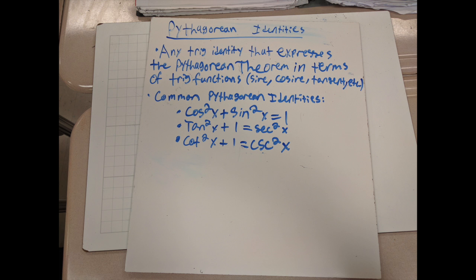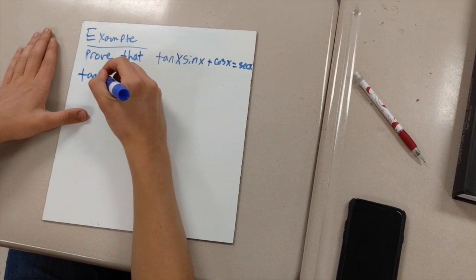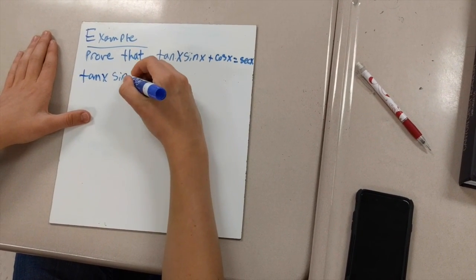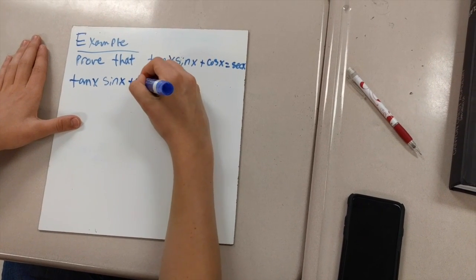A Pythagorean identity is any trig identity that expresses the Pythagorean theorem in terms of trig functions. The three most common Pythagorean identities are cosine squared of x plus sine squared of x equals 1, tangent squared of x plus 1 equals secant squared of x, and cotangent squared of x plus 1 equals cosecant squared of x. Prove that tangent of x times sine of x plus cosine of x is equal to secant of x.